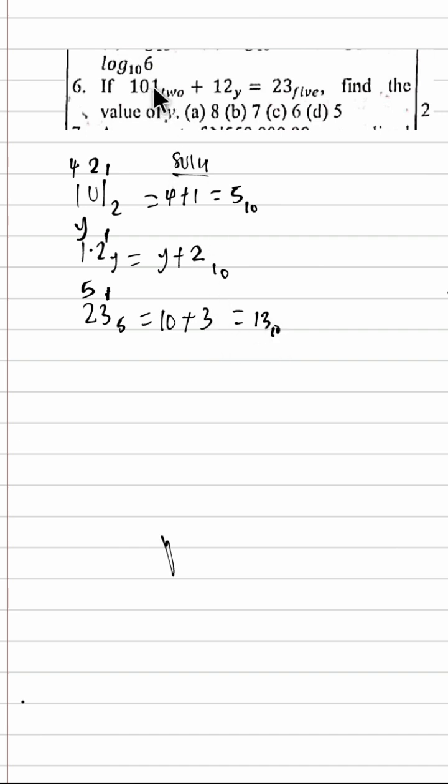Now let's input it to what we have here. The first one is 5 in base 10, plus the next one, that is 12y, which gave us y plus 2 in base 10, and that will be equal to 33, which will give us 13 in base 10. Now what we just have to do here is to collect like terms.